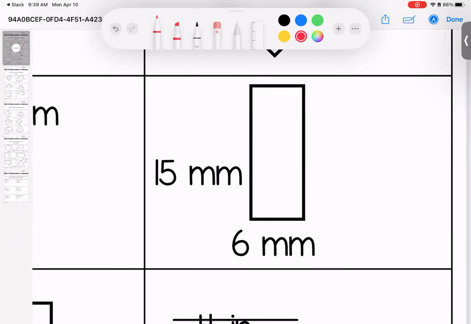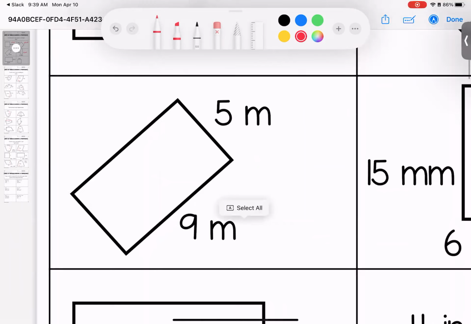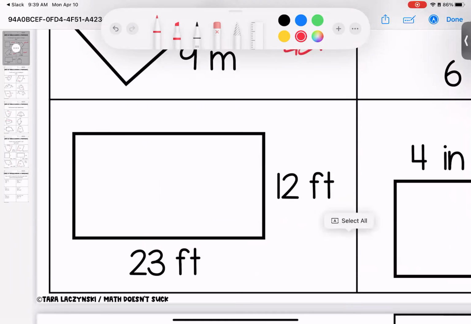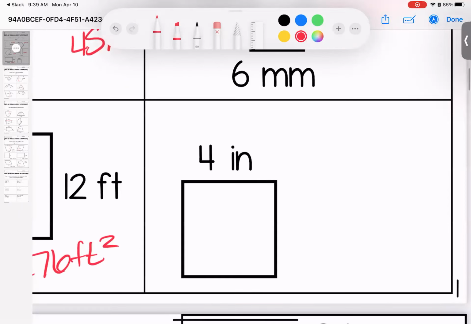Rectangle, length times width, 15 times 6 is 90 millimeters squared. Over here, 5 times 9 is 45 meters squared. Double, double, toil and trouble. 12 times 23 is 276 feet squared. And then here, inches, 4 times 4 is 16 inches squared.